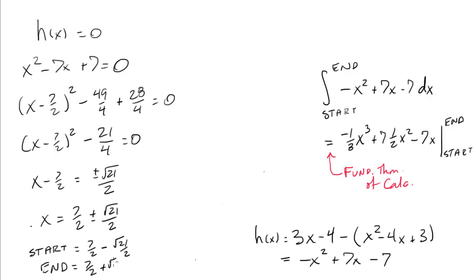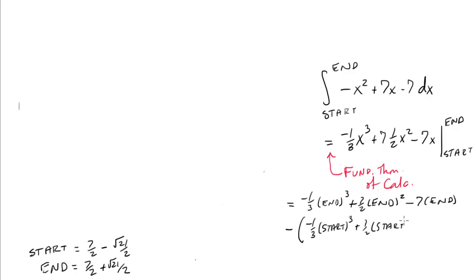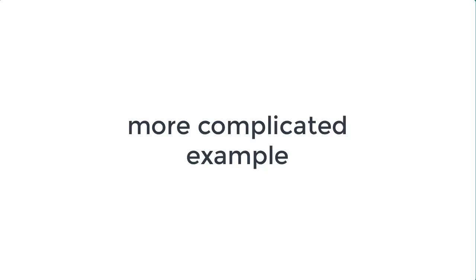And I just plug those numbers into the antiderivative. Antiderivative at the end point, minus antiderivative at the start point. That's the answer. Let's do a slightly more complicated example. I'll keep the curves a little simpler for algebra's sake.